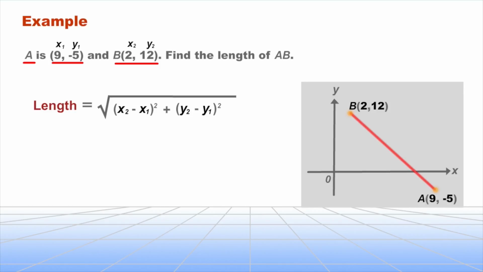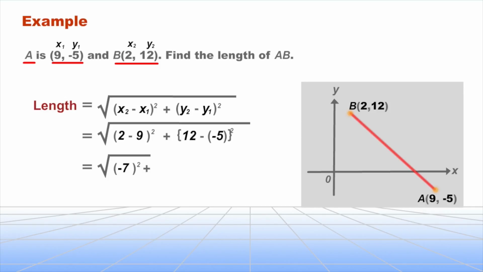Now, we may apply the formula to find the length of AB. Length AB equals square root of 2 minus 9 square plus 12 minus -5 square. This gives us square root of -7 square plus 17 square, which is square root of 338. Using a calculator, the length AB is 18.4 units correct to 3 significant figures.